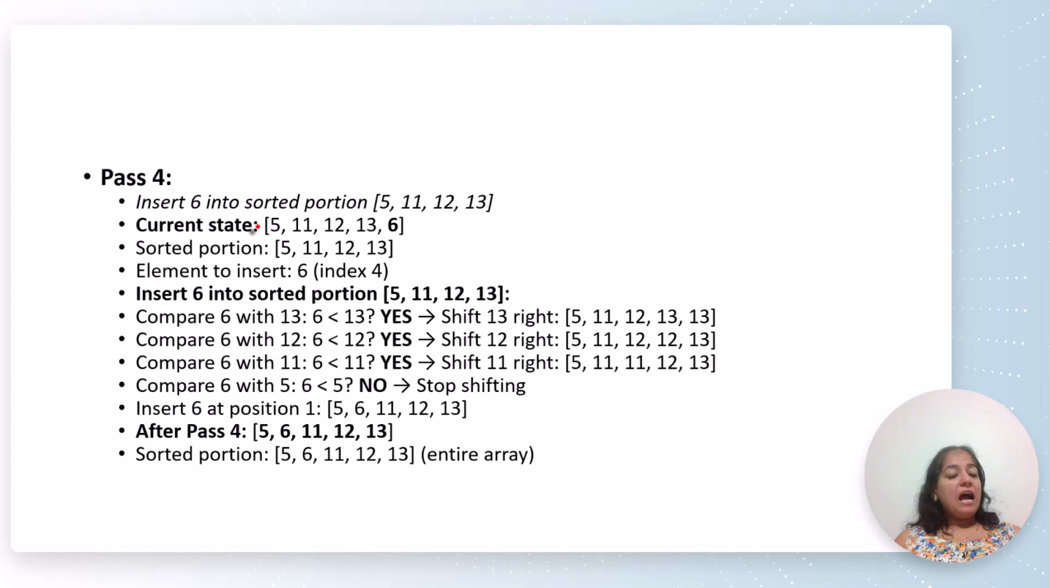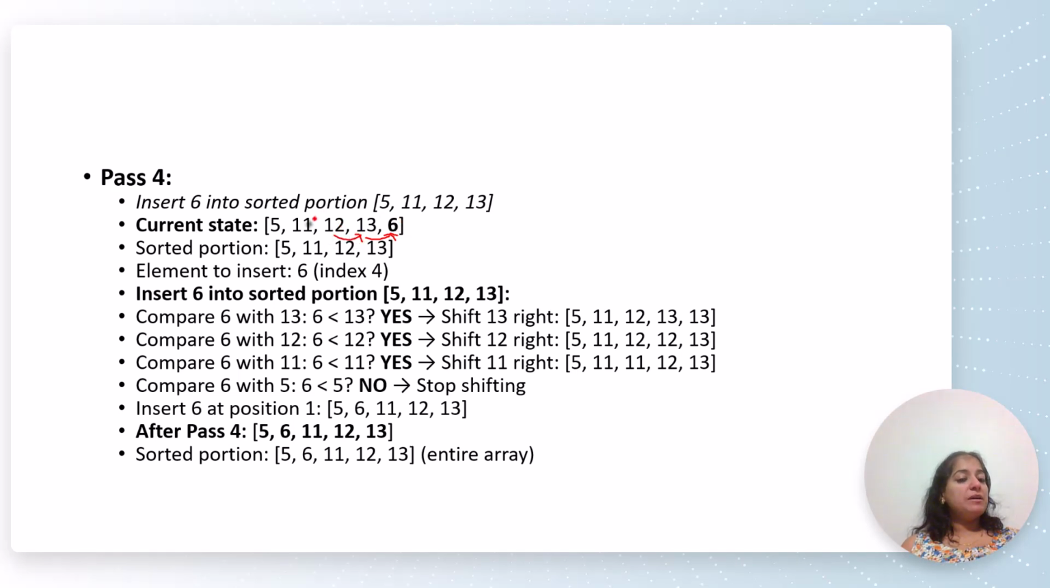Now, in the next pass, pass 4, your current element is 6. Now 6 is compared with 13. 6 is less than 13. So 13 will be shifted here. Then 6 will be compared with 12. 6 is less than 12. So 12 will be shifted here.